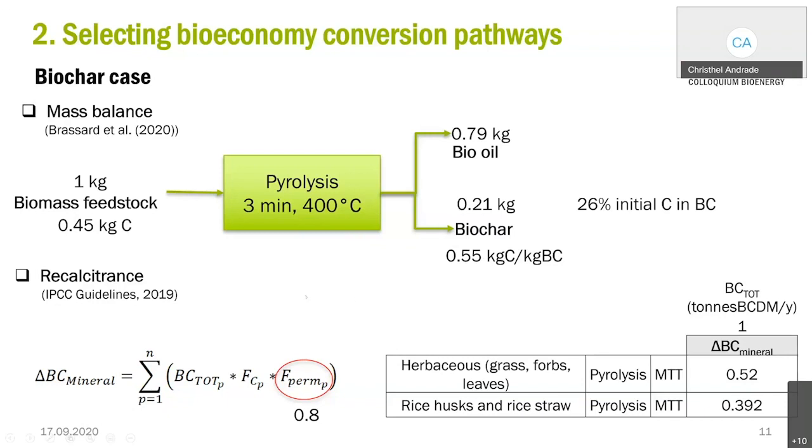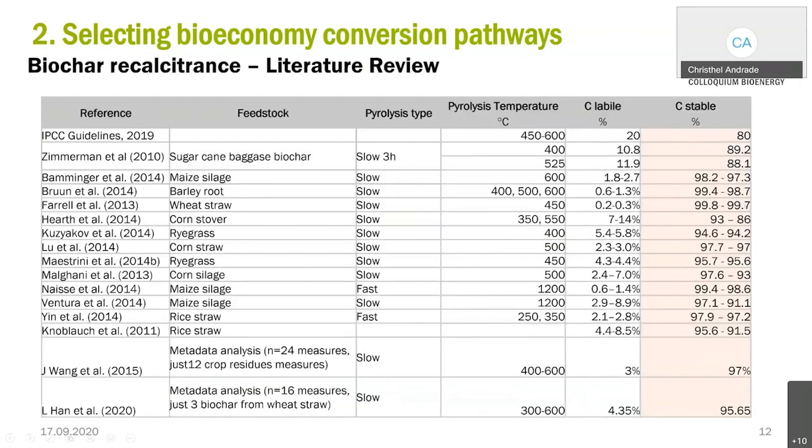Then we need to determine or understand the degradability of this carbon. So we are doing a literature review, but this is one of the main limitations that we have because there is little information and there are not many long-term field experiments to get this information. As an example, we have here the IPCC guidelines that, based on this formula, this factor is the fraction of carbon in the biochar that will remain stable for 100 years. They have defined it as 80%. So as I said, we are doing a literature review to consider different feedstocks because we are going to use this for the sensitivity analysis. Also, we are doing it for all the bioeconomy conversion pathways considered.